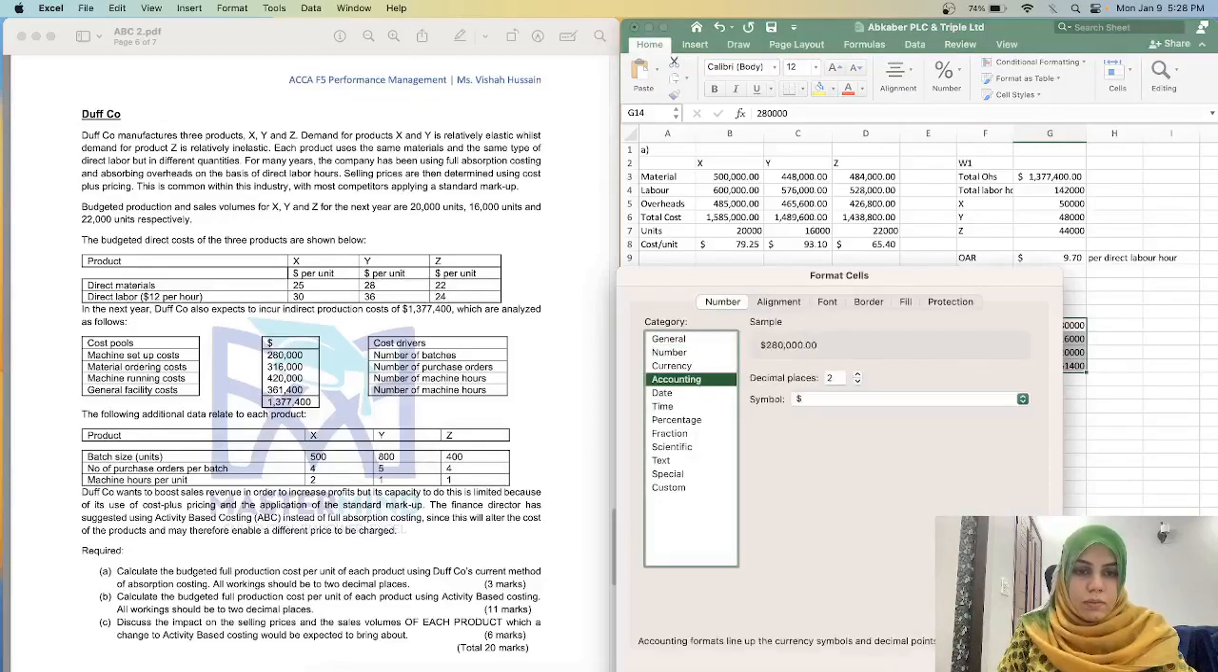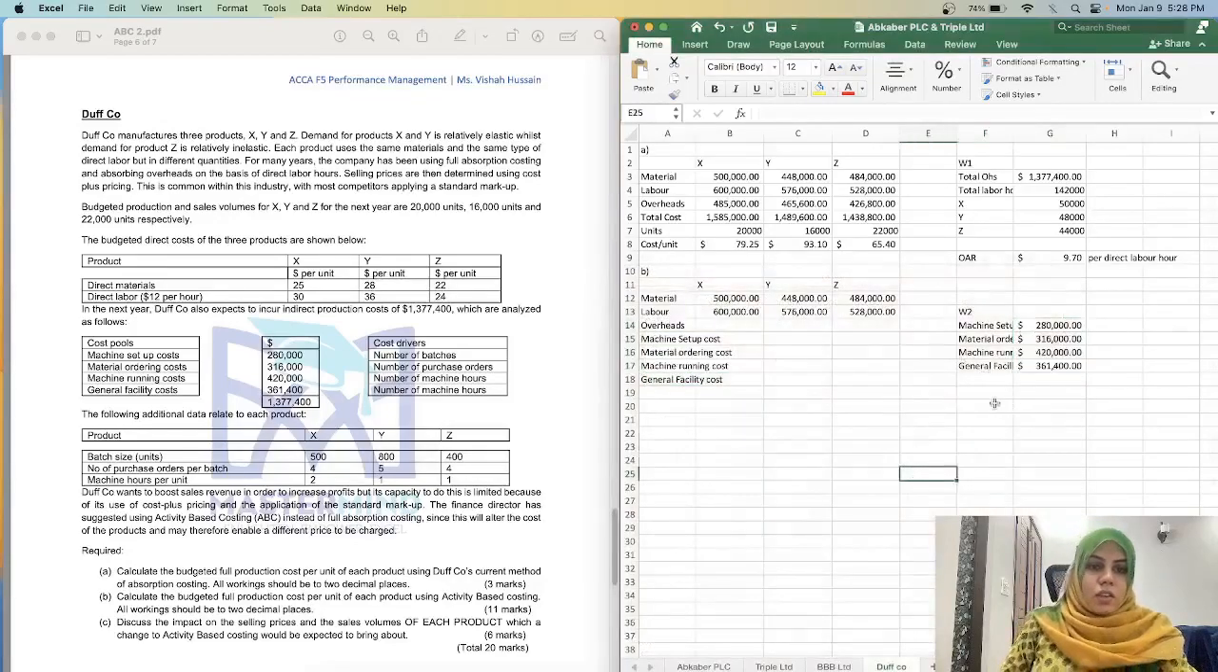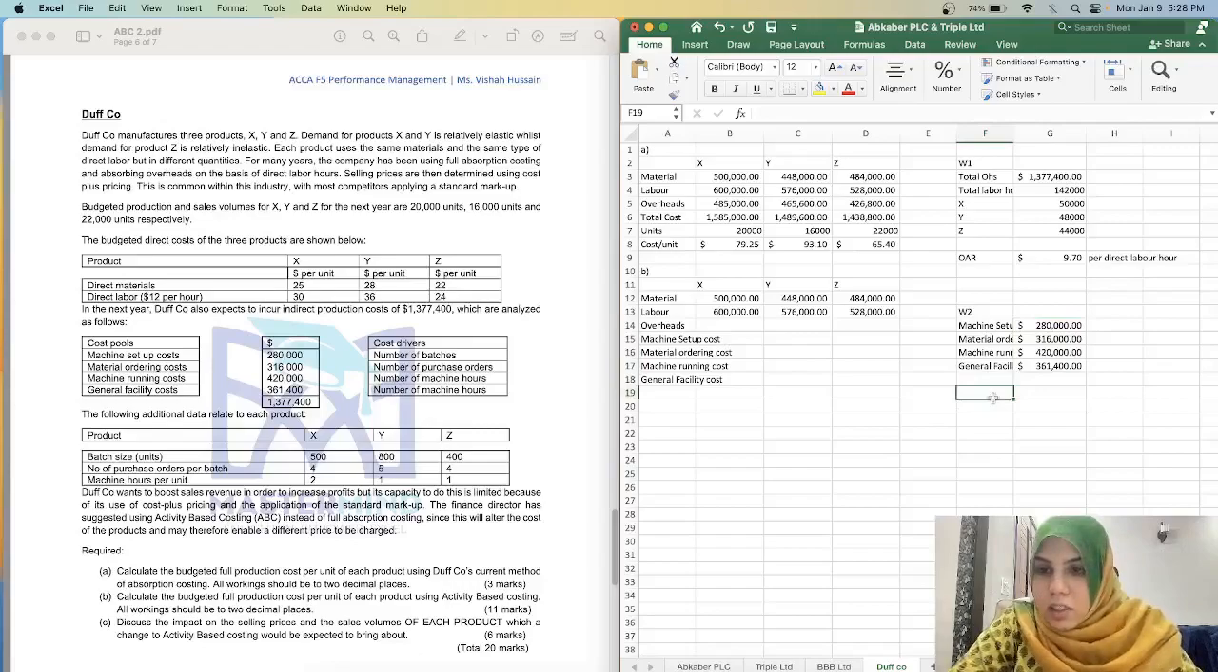So it says that the cost of machine setup cost is based on number of batches, right? And you have been given batch size in units. You're not given the batches, okay? So you need to compute the number of batches, and I'll show you how.